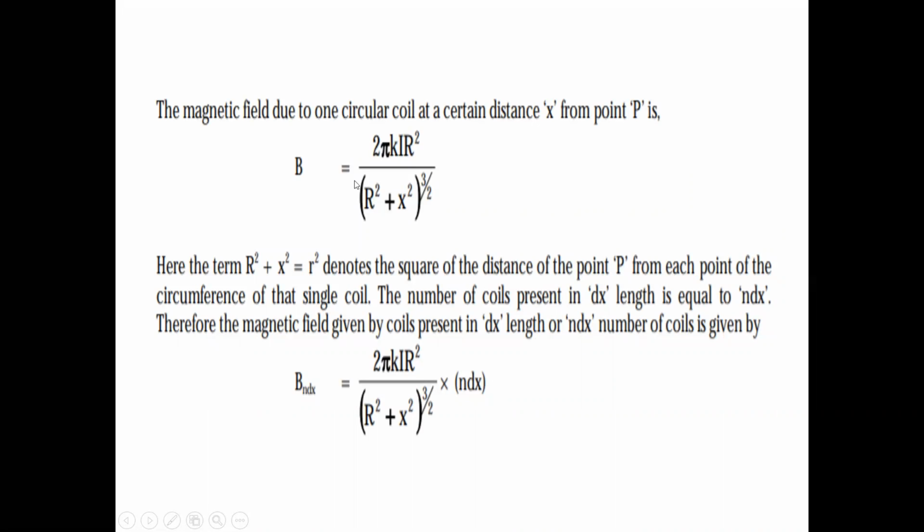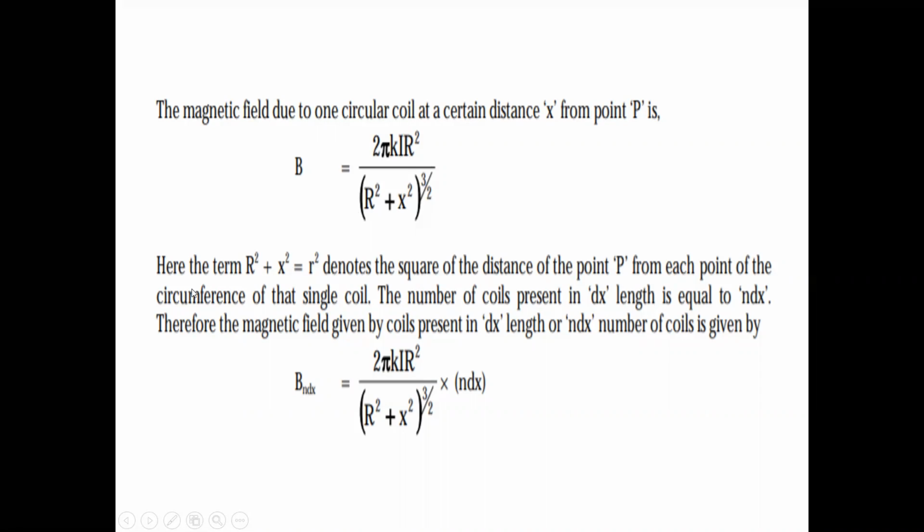So this is the expression we have to take: the magnetic field intensity for one circular coil. Here we discuss in this class the expression for it. B is equal to 2 pi K i r square by (r square plus x square) whole power 3 by 2.